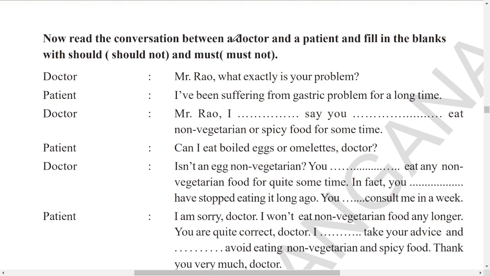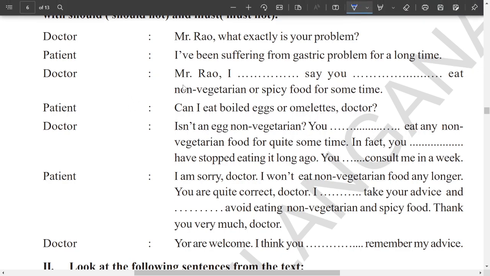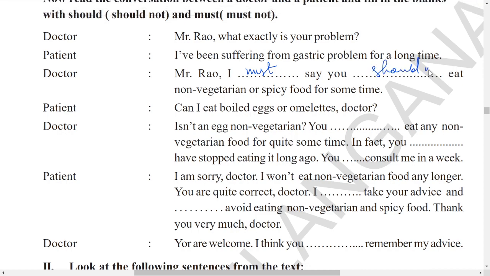Okay, now look at this. Doctor says, Mr. Rao, what exactly is your problem? Patient: I have been suffering from gastric problem for long. Doctor: Mr. Rao, I dash say you dash eat non-vegetarian. What can we use here? I must say, okay, you should not eat. So he's suggesting don't eat non-vegetarian or spicy food.